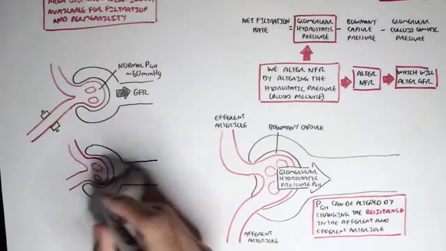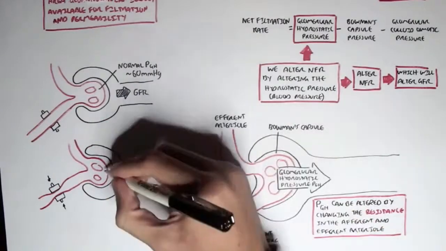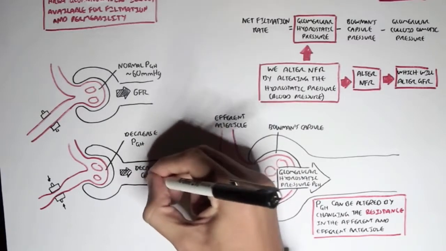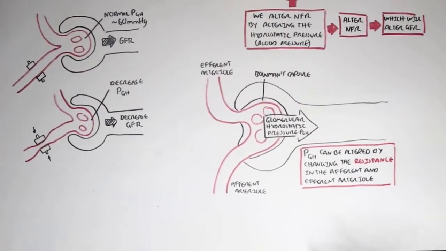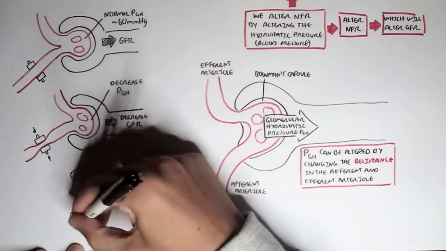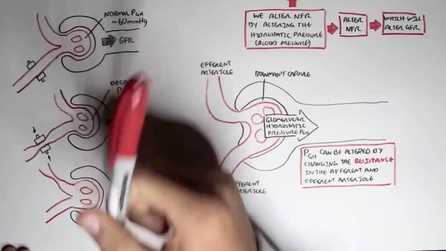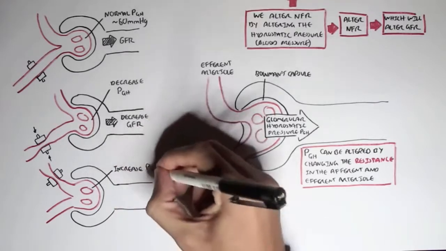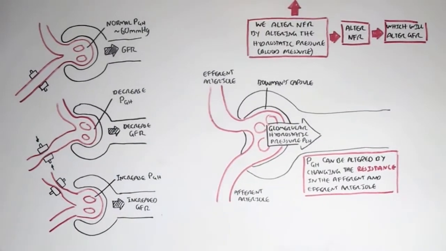However, if there is an increased resistance on the afferent arteriole coming into the Bowman's capsule, this would mean that there would be a decrease in glomerular hydrostatic pressure, and therefore a decrease in the glomerular filtration rate. Now, what if the afferent arteriole is just normal, but there is an increased resistance on the efferent arteriole, the arteriole coming out of the Bowman's capsule? If there is resistance in the efferent arteriole, this would mean that we would have an increase in hydrostatic pressure within the glomerulus, and therefore we would have an increased glomerular filtration rate.